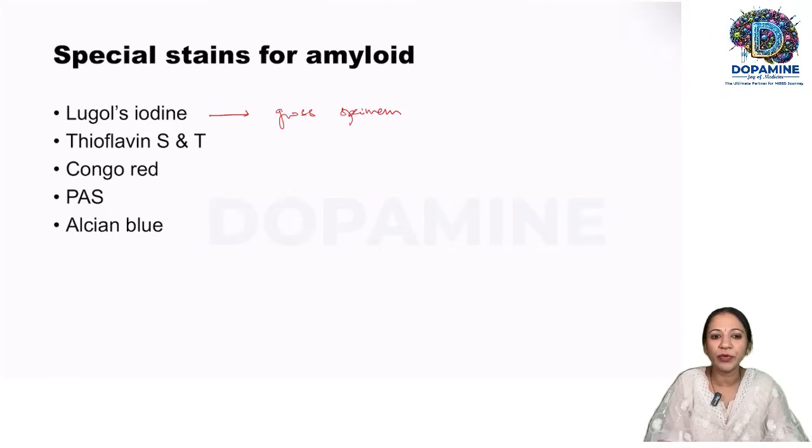What are all the microscopic stains? The specific stain is Congo red. You can also use thioflavin S, thioflavin T. Similarly, PAS and Alcian blue can also be used to detect, but the specific stain is Congo red. So that is the specific stain. And if you want to see the apple green birefringence, you have to do a Congo red stain. That particular slide you need to see under polarizing microscopy to see the apple green birefringence.